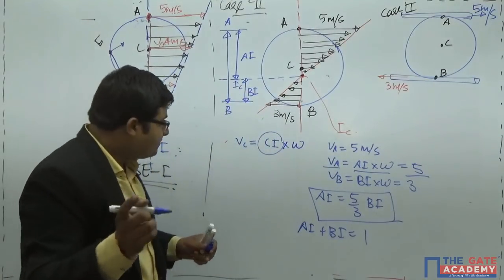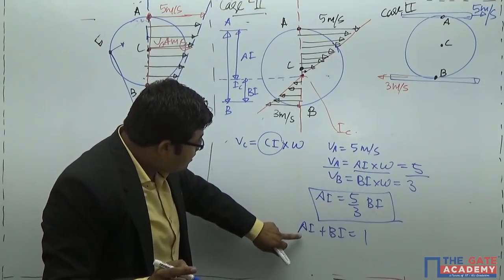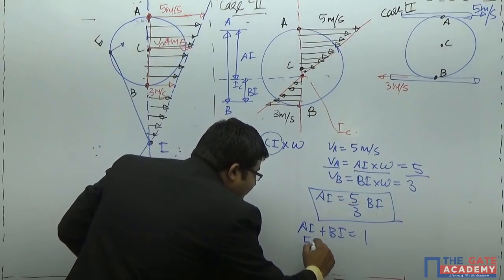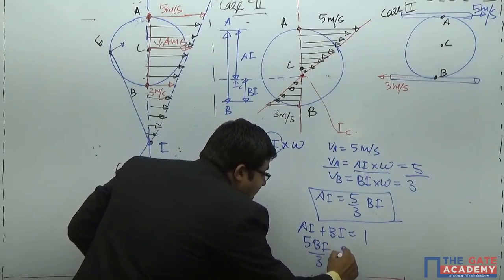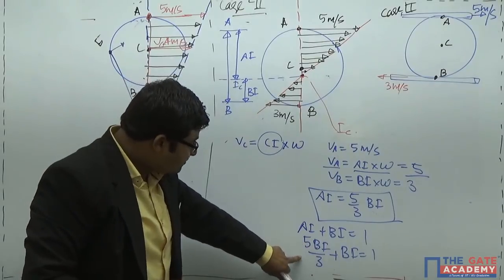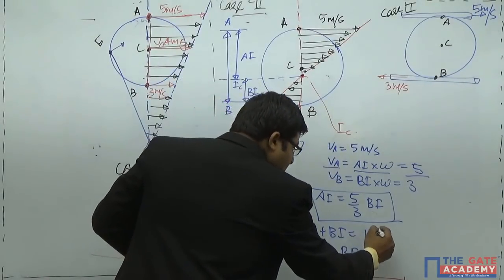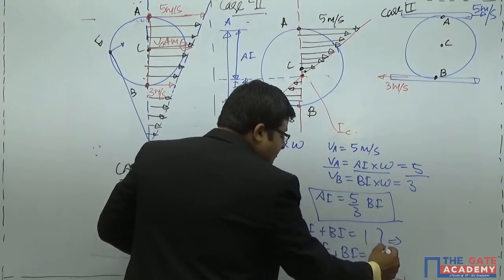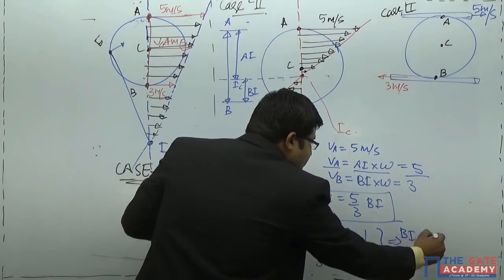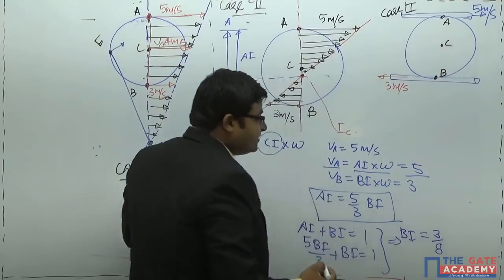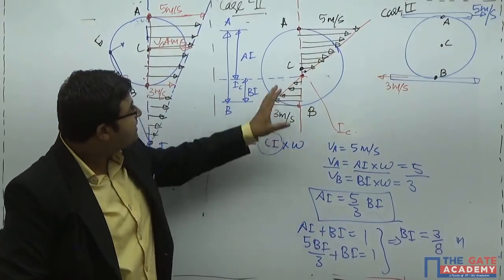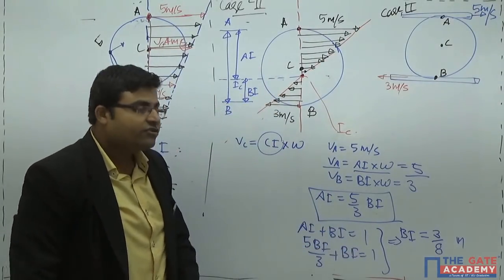Got it? Okay. Now if you put AI is equal to 5 by 3 BI, then what will we get? We will get this: 5 BI by 3 plus BI is equal to 1. Okay, if we solve this particular part, the result will be nothing but BI is equal to 3 by 8 meter. Any problem? Simple mathematical expression for this length. BI is equal to 3 by 8 meter.